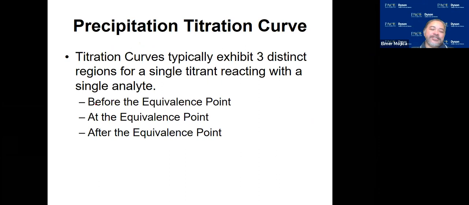Now, if you look at the titration curve that you're going to have here, typically it will exhibit 3 distinct regions for a single titrant reacting with a single analyte: before the equivalence point, at the equivalence point, and after the equivalence point. So that's what we're going to do today. How are we going to calculate the titration curve of a precipitation titration at these different regions? We're going to do it step by step.